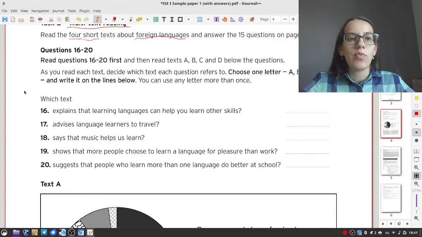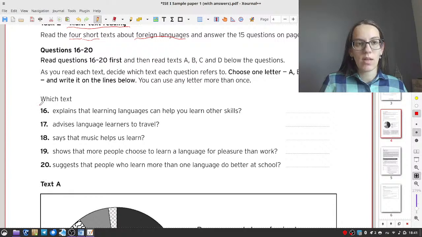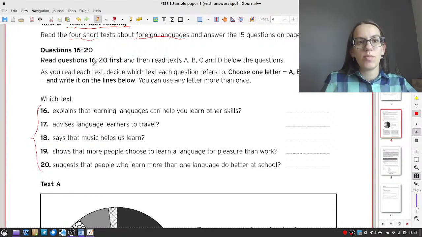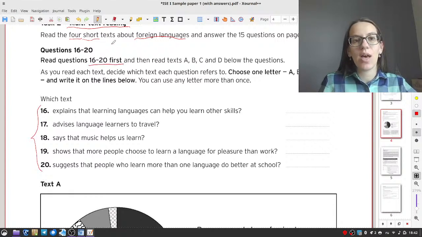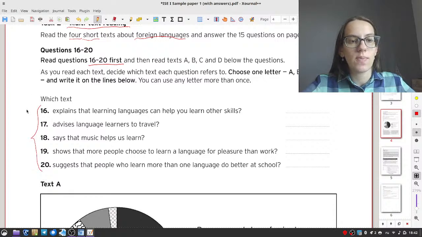So let me read the task for you. Read questions 16 through 20 first. Yeah, so they advise us to read the questions first. And the questions, you can see them over here. Yeah, 16 through 20. So that's important. Try to follow the instructions, yeah. Read them first. And then read texts A, B, C, and D below the questions. So read the questions first. Let's do this, yeah.